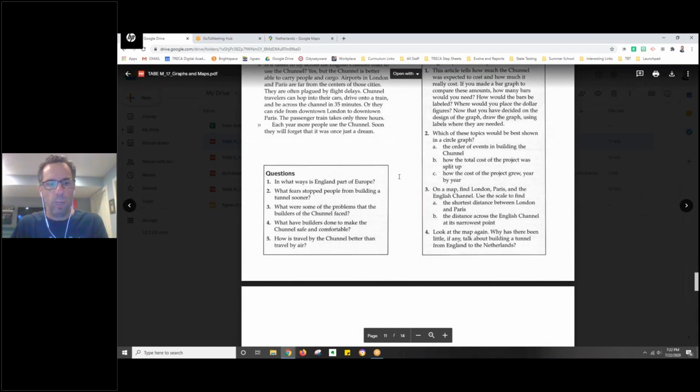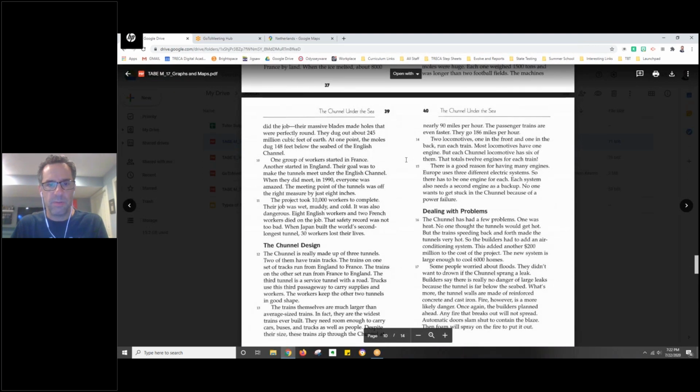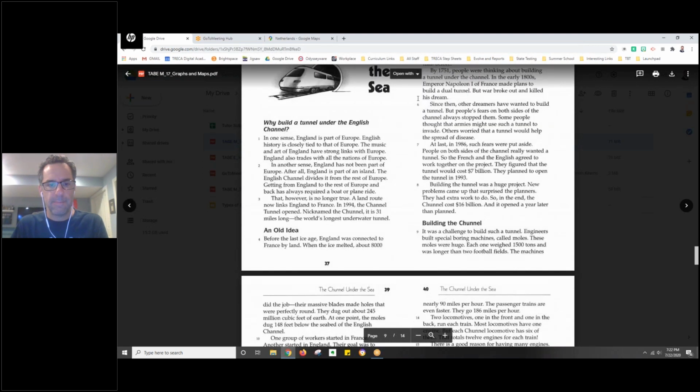What fears stop people from building a tunnel sooner? What were the fears? So we have some of the fears over here. People's fears. Armies might use a tunnel to invade. Others worry that a tunnel would help the spread of disease. Hey, speaking of spread of disease, right now we're living in the COVID world. So others worry that a tunnel would help the spread of disease. Maybe it has, right?